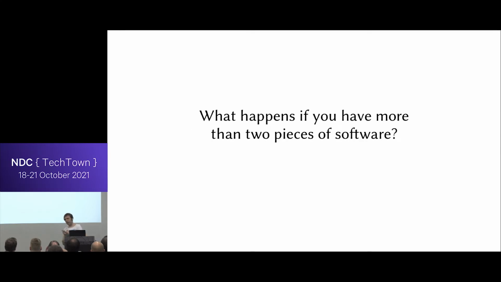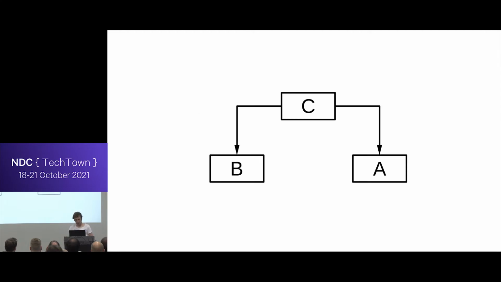Okay, so then let's look at somewhere else. If you have more than 2 pieces of software at the same time, then what happens? What sort of dependency chain do you end up with? So this is the most typical one, which we mentioned earlier. You have your thing C, and it uses B, and it uses A, and then everything is fine.